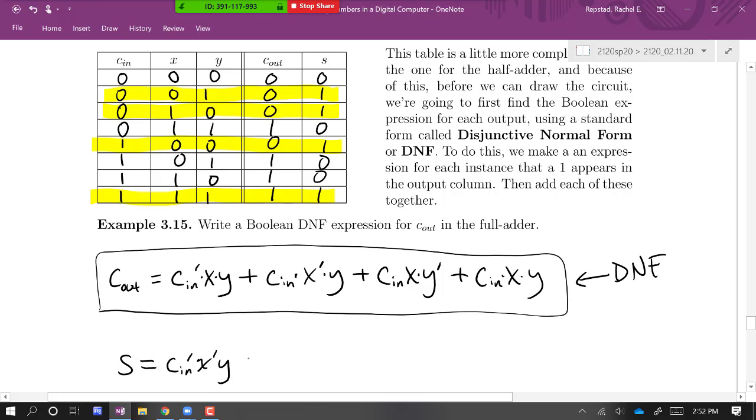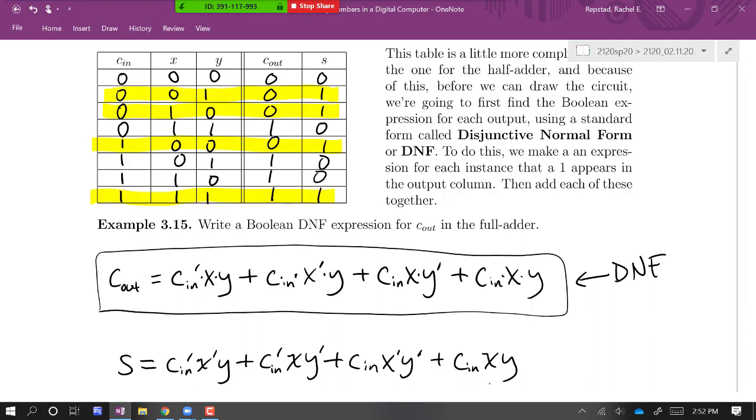Mm-hmm. Next. Cn naught times x times y naught, yep. Next. Cn times x naught times y naught. Mm-hmm. And last. Cn times x times y. Mm-hmm. Great. So there's the DNF form, very unsimplified, lots of gates.